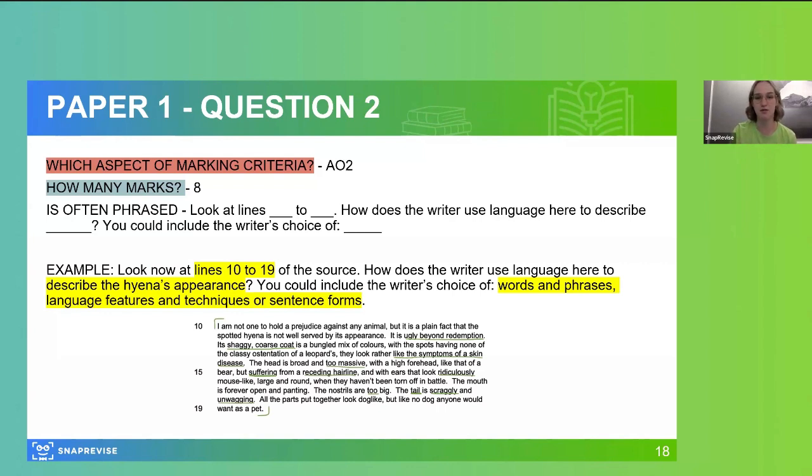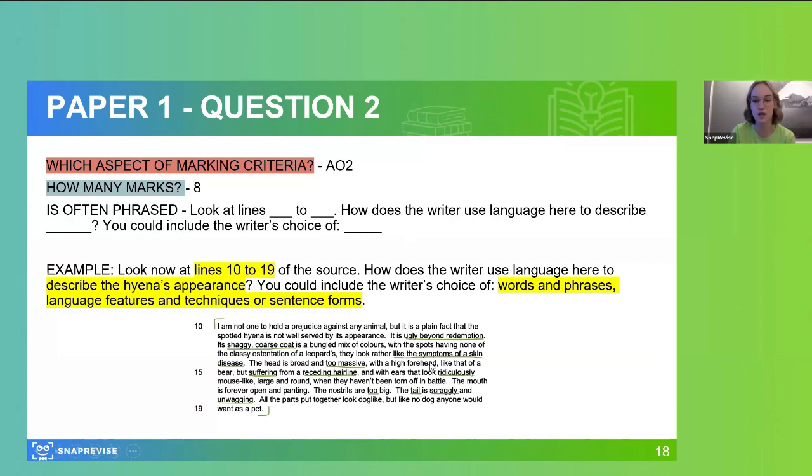So I'm just going to enable the chat again because I would like you to tell me what techniques you think I've underlined. Have a look at this section. I've underlined ugly beyond redemption, shaggy coarse coat, like the symptoms of a skin disease, the head is broad and too massive but suffering from a receding hairline, ridiculously mouse-like. The nostrils are too big, the tail is scraggly and unwagging. So if you can use the chat just to tell me what kind of techniques you can pick out.